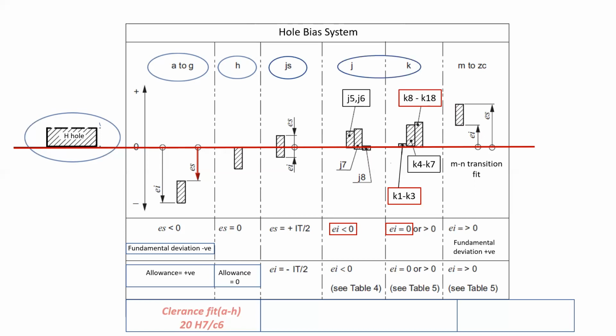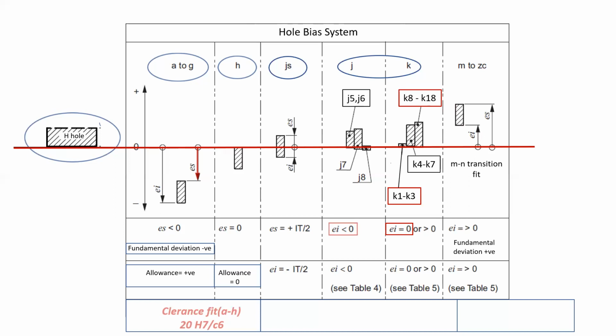Similarly, for the shaft designated J and K, we can see that the lower deviation is coming closer to the zero line, and the deviation which is closer to the zero line is also the fundamental deviation. So for J and K, the lower deviation will be the fundamental deviation. If we look at shaft J, the lower deviation will be negative.